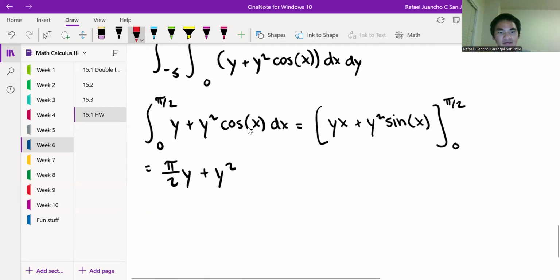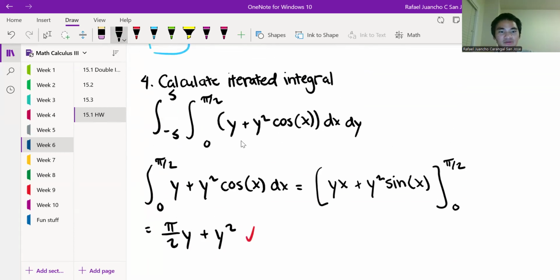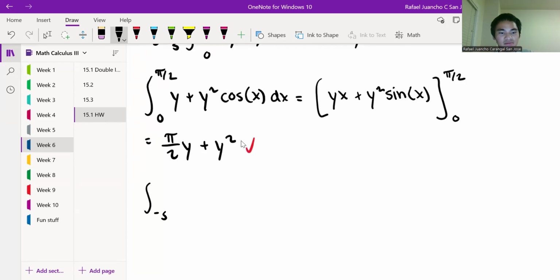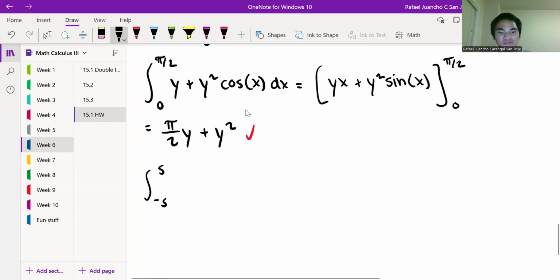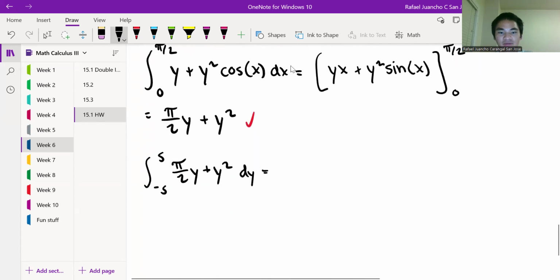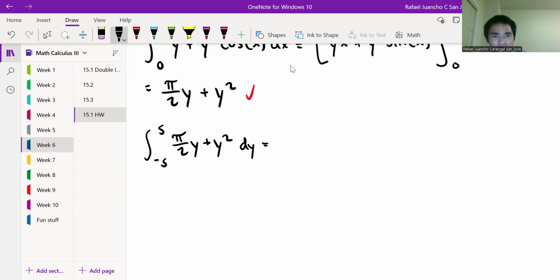Yes, so that's my number there. And then after doing that, let's do the outer integral. So from -5 to 5 of this thing with respect to y. And then we do it again. So this is pi over 2 times y squared over 2. So this is pi y squared over 4. Then we have y cubed over 3.